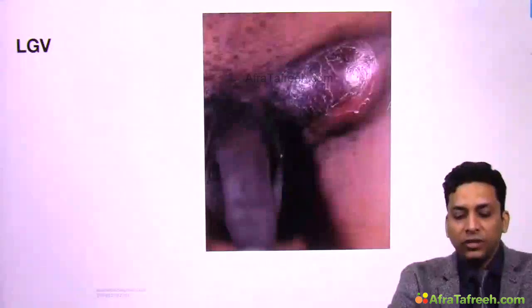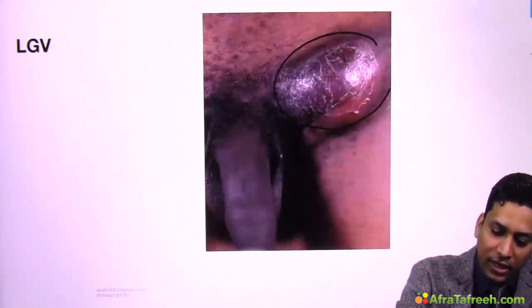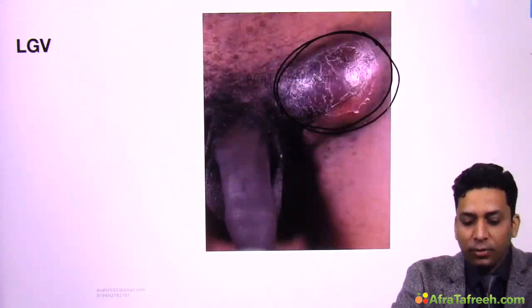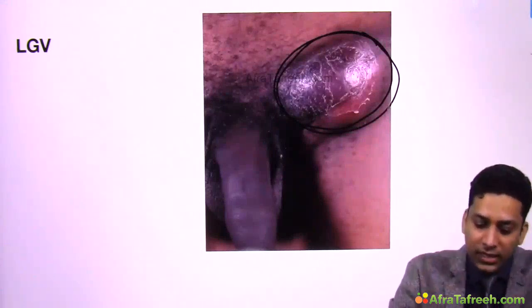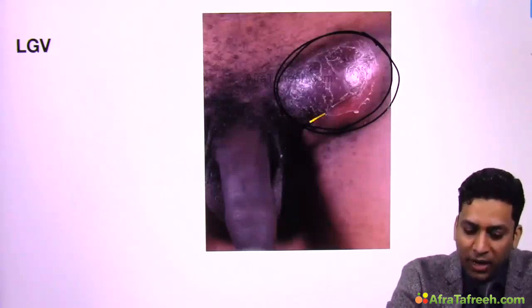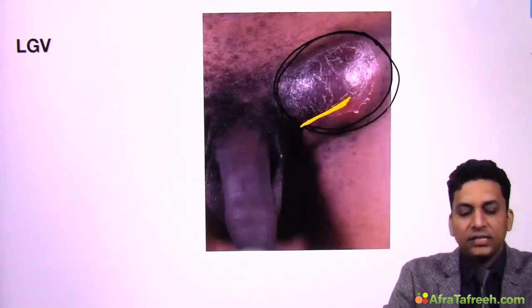Then LGV, I told you, generally presents with unilateral inguinal lymphadenopathy, and sometimes lymph nodes are enlarged on both sides, and when they are enlarged on both sides you might find a groove in between. So groove sign is seen.